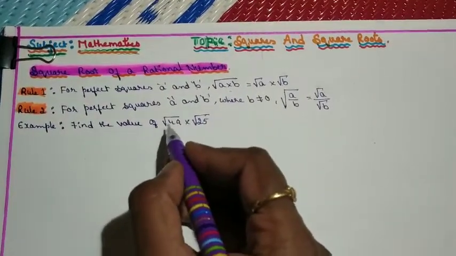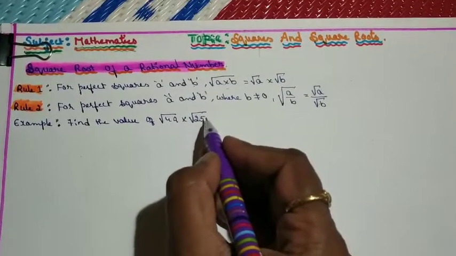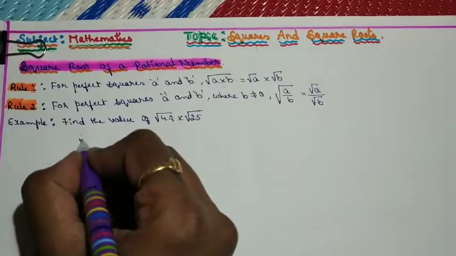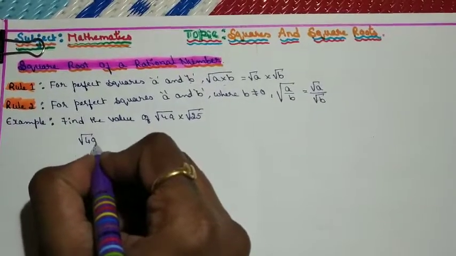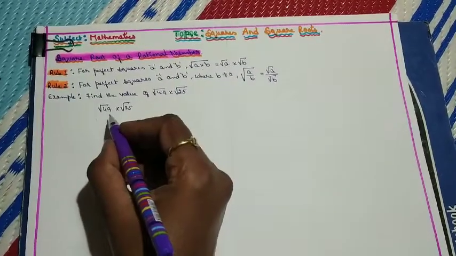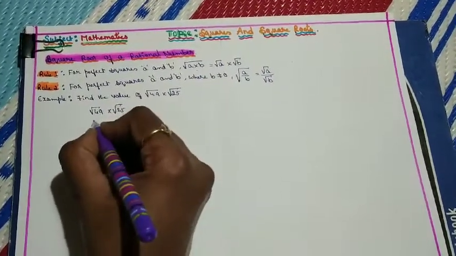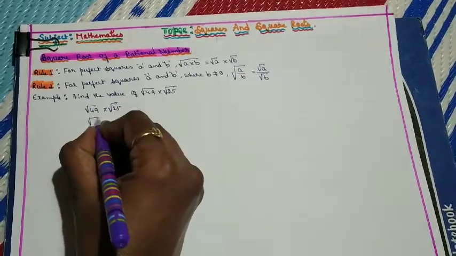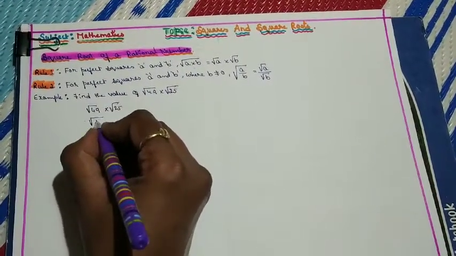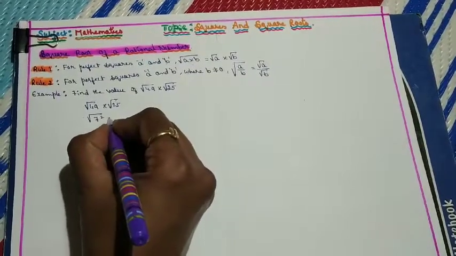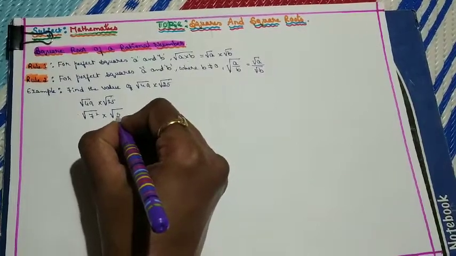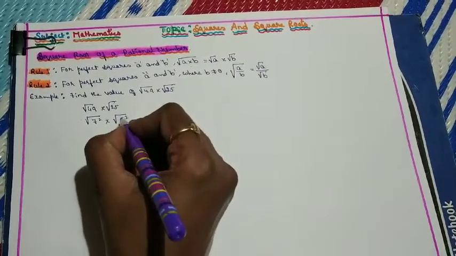Find the value of square root of 49 into square root of 25. So we need to find its value. Consider the question, square root of 49 into square root of 25. This can be solved in two ways. One is: 49 is a perfect square of 7, so the square root of 49 can be written as 7 square, and the square root of 25 is a perfect square of 5, so 5 square.